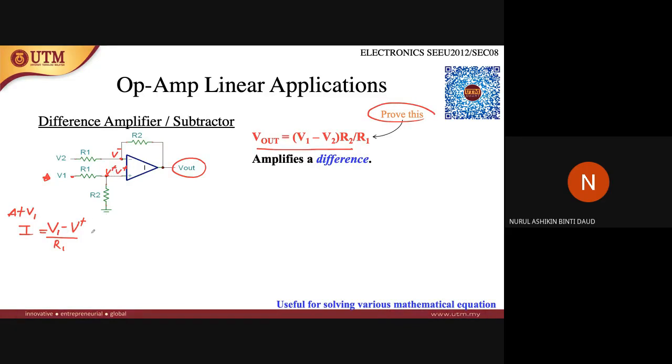So it equals V plus minus 0, because this is ground, over R2. So you can rewrite this equation again. It will be V1 minus V plus over R1.